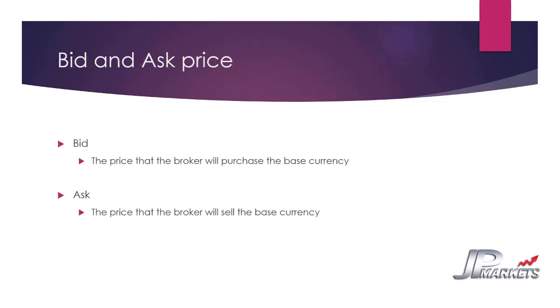The bid price is the price that the broker is willing to purchase the base currency from you. The asking price is the price that the broker will sell the base currency to you. Now keep in mind that the broker does want to make a profit. So if you are saying you want to, say, sell on the euro dollar, and there is a certain exchange rate for that pair, the broker will be willing to purchase euros from you at a slightly reduced rate to what it's actually worth. If you're wanting to buy euros, then the broker will charge you a slightly higher rate than what the euro is worth.